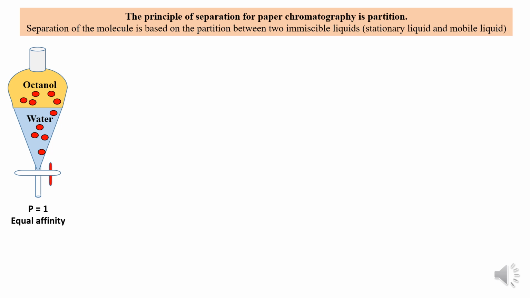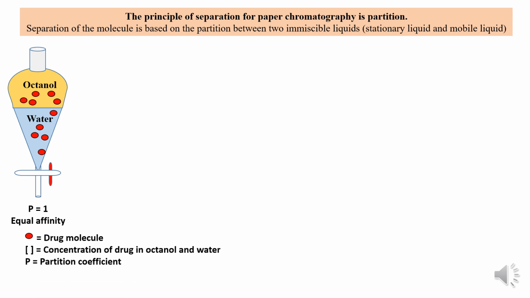Now the drug molecule here in this case is highlighted as a red sphere, while the 2 immiscible liquids are octanol and water. And the partition coefficient is represented by the letter P. Now in the first case, you'll find that the drug molecule has equal affinity for both the layers. You can find 5 molecules in the water layer and 5 molecules in the octanol layer. So there is equal distribution of the drug molecules between the two layers, octanol and water.